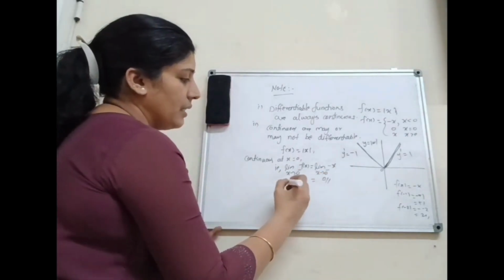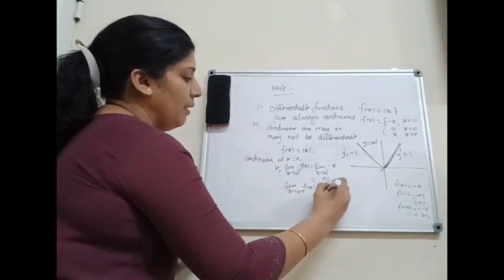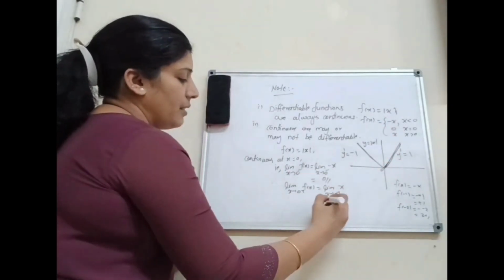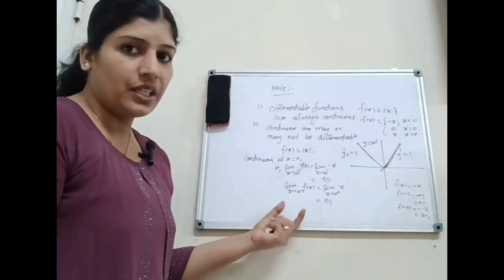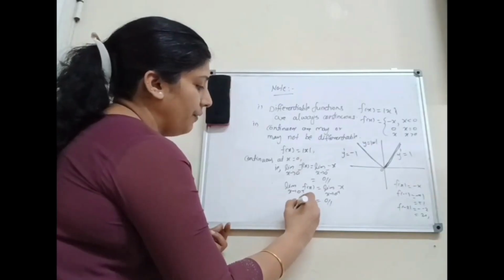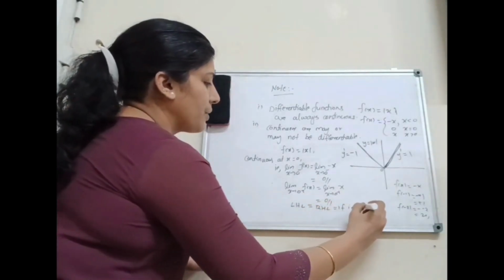Then next we consider the right hand limit, limit x tends to 0 plus f of x. What is that? Here f of x is x. That implies the value will be 0. Here the left hand limit and right hand limit are equal. That means the function is continuous. Left hand limit equal to right hand limit implies f is continuous.